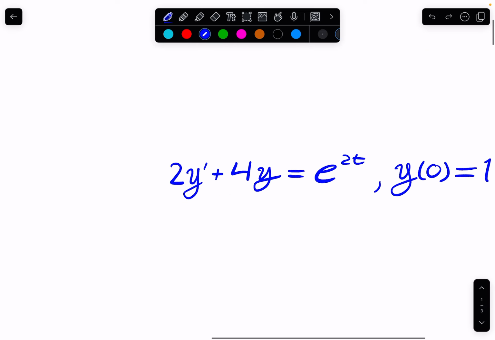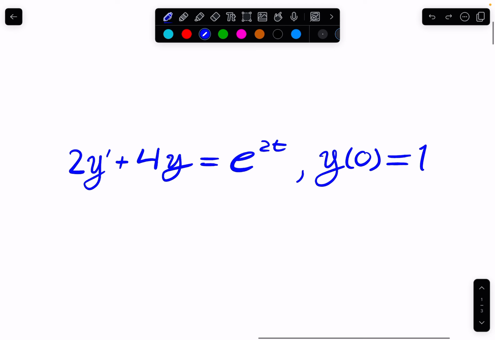So we have this initial value problem: 2y prime plus 4y equals e to the 2t, with y of 0 equals 1. I think maybe we can solve it by separating, but that's not what we're going to try to do, because that would ruin being able to solve it with integrating factors.